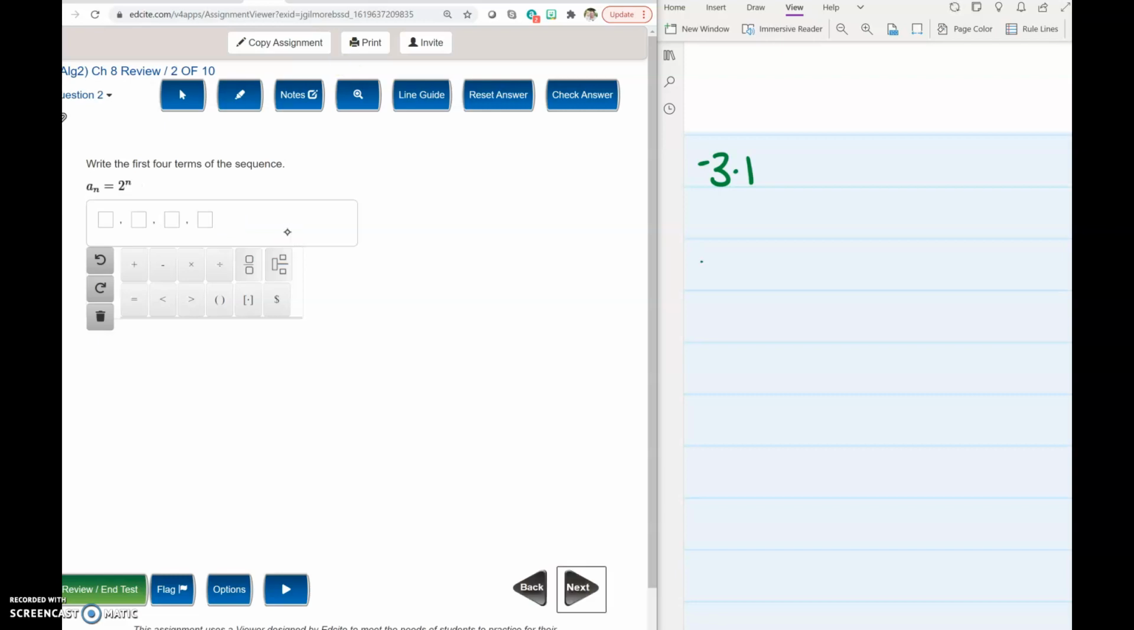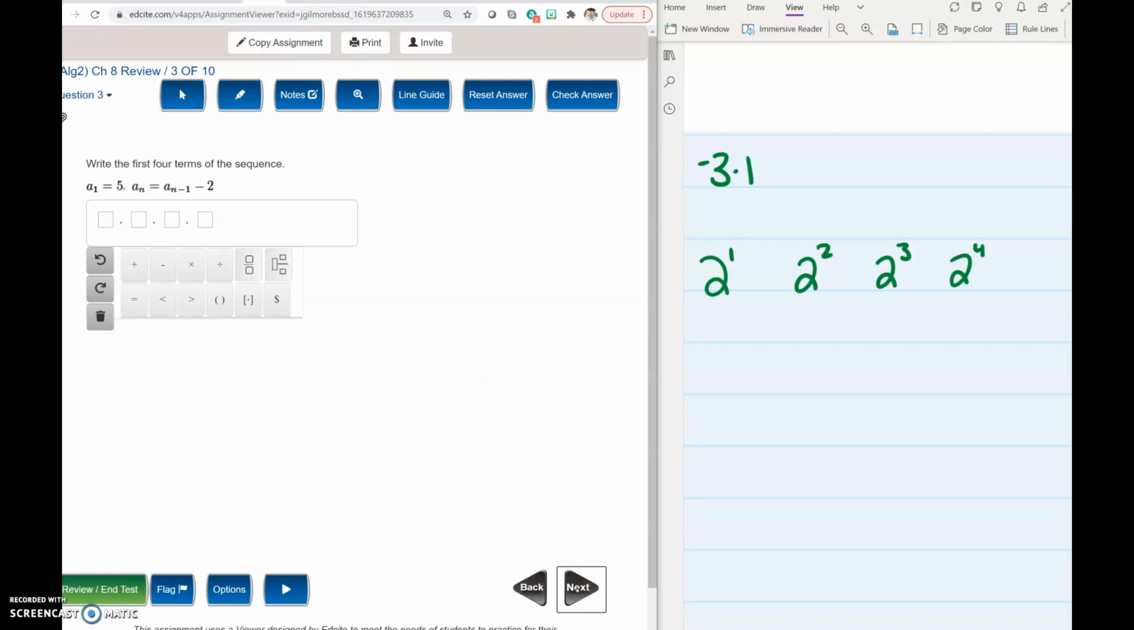In this one, you will do 2 to the first, 2 squared, 2 to the third, and 2 to the fourth. So do those in your calculator if you need to, or in your head. 2 to the first is 2, 2 squared is 4, 2 to the third is 8, and 2 to the fourth is 16.